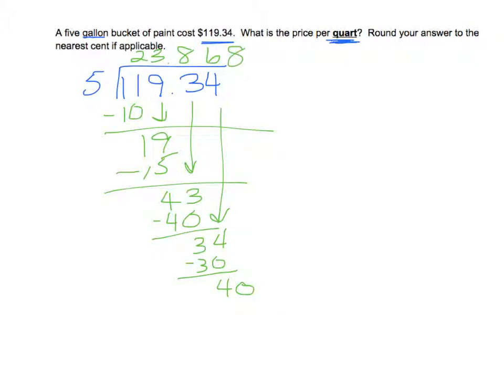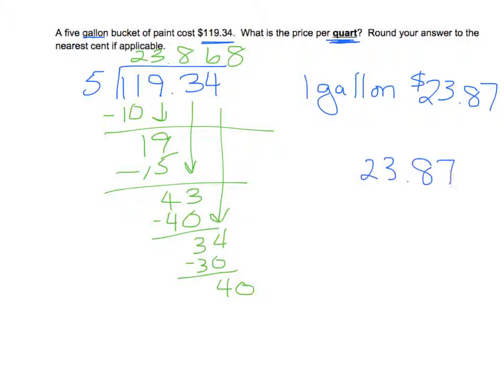Now, the thing is with money, we only go to 2 decimal points. So we want to look to the right of this second decimal point. Since that's an 8, this 6 will bump up to a 7. So we can say 1 gallon actually costs $23.87. But we want quarts. So we're going to do $23.87 divided by 4 because there's 4 quarts in a gallon.